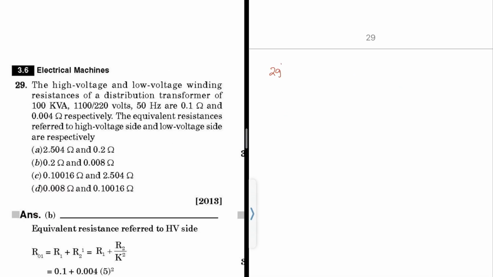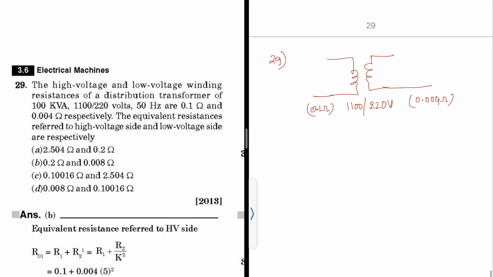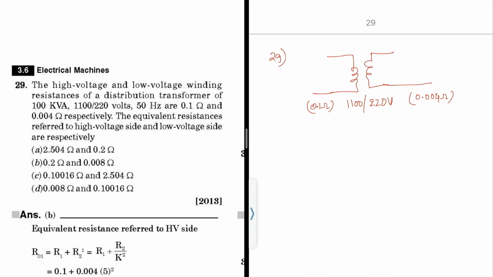Okay, so there is a transformer given. High voltage and low voltage transformer is given. It is of 1100 by 220 volt. So high voltage resistance is given as 0.1 ohm. So low voltage resistance is given as 0.004 ohm. So the equivalent resistance referred to high voltage side they ask.